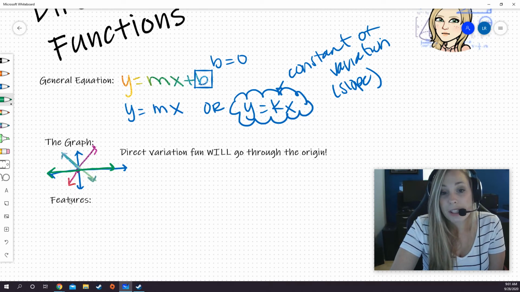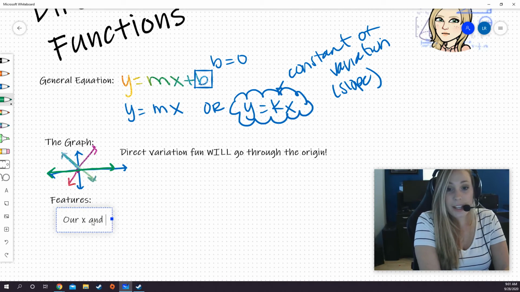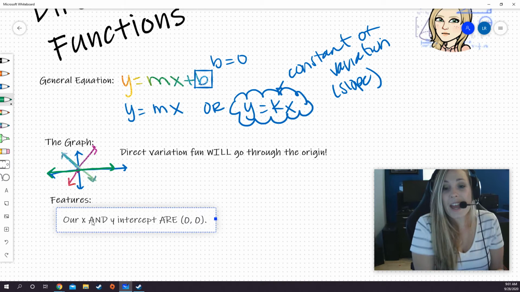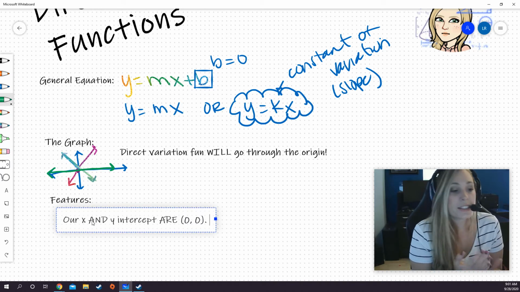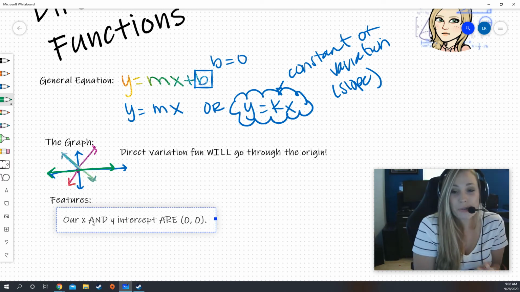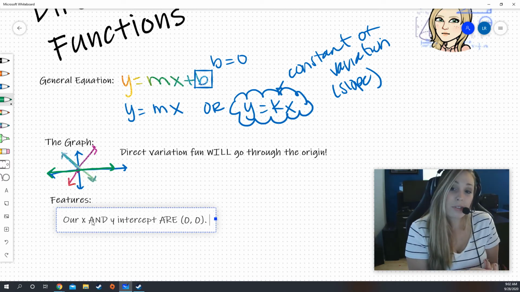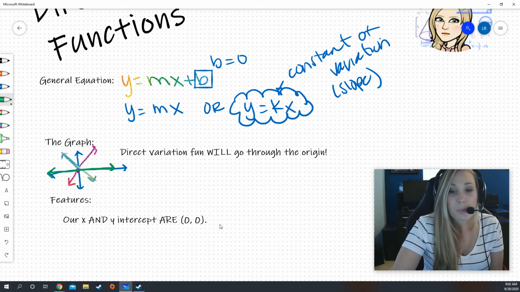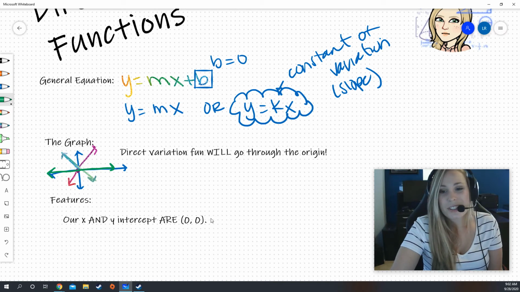Now, what that means for our features is that our x and y-intercept are 0, 0. The x and y-intercept of this function is 0, 0. It goes through the origin no matter what. So you don't have to solve for an x and y-intercept. Or if you are solving for it and you get 0, 0, you know that it's a direct variation. So it still has one x-intercept and one y-intercept. It just happens to be the same thing.